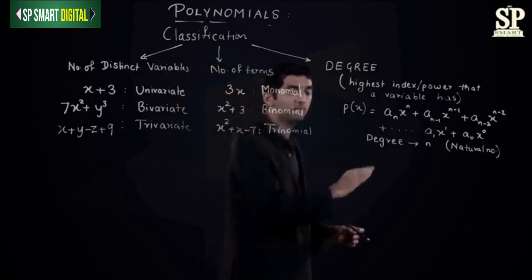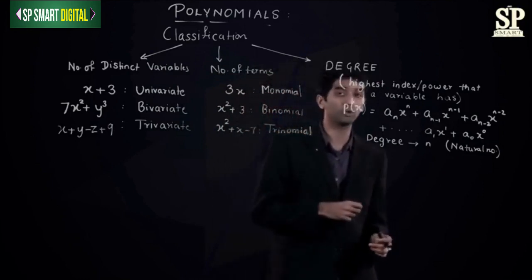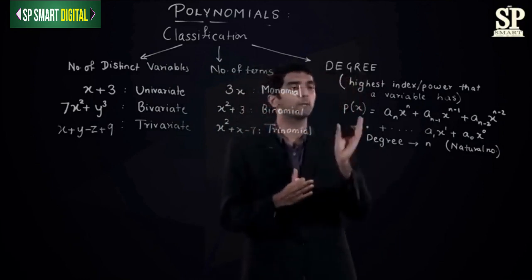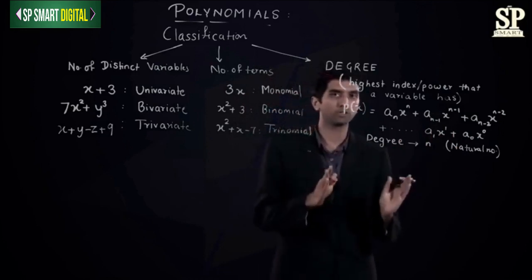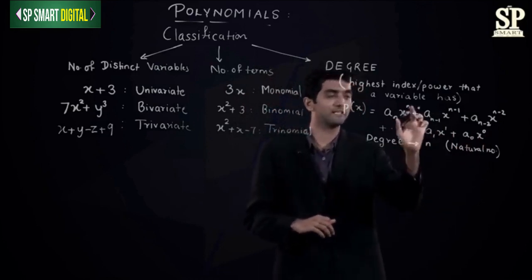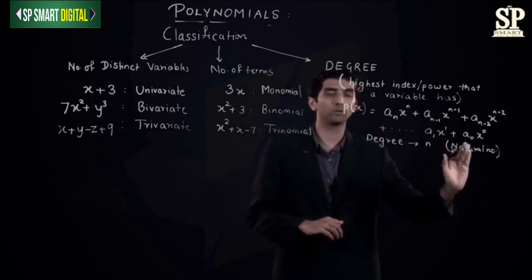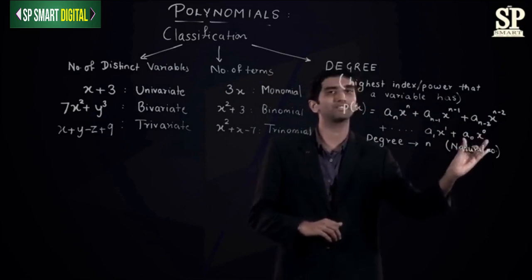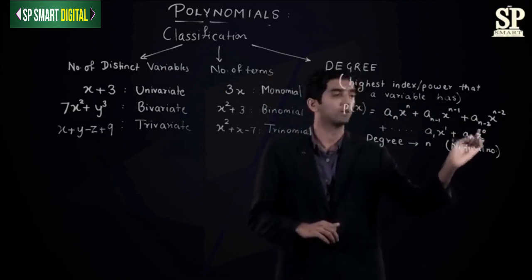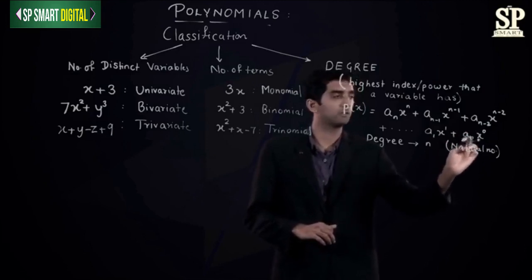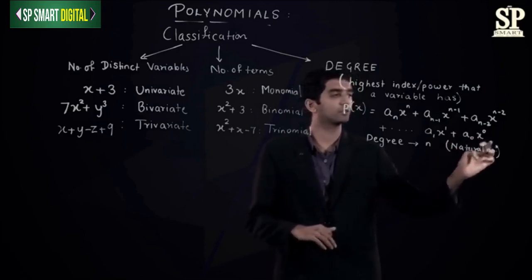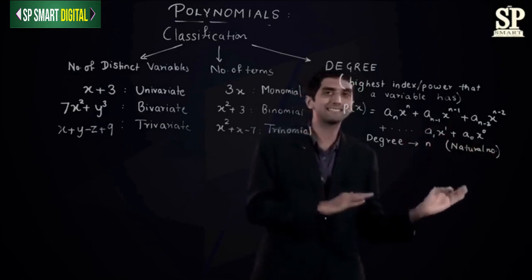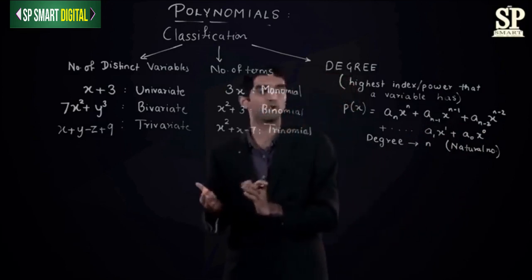This has to be a natural number that also cannot be 0, because then it would just be p of x equal to a constant. If I say that n is 0, all the other terms vanish, and it is just a0 x raised to 0. So a0 is a constant term and x raised to 0 is 1. That becomes just a0, which is a constant polynomial.